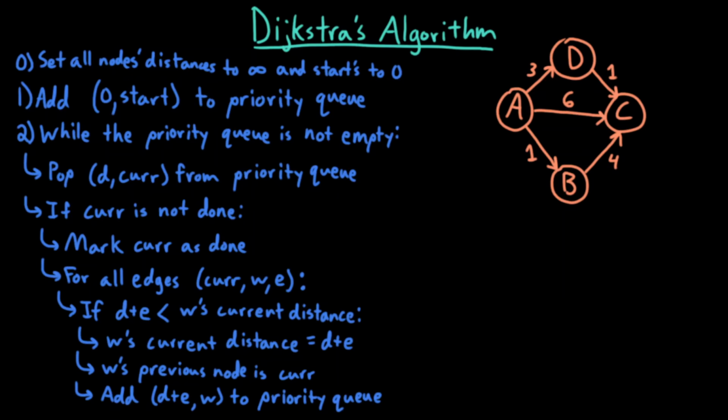The two fundamental algorithms for graph traversal were depth first search, or DFS, and breadth first search, or BFS. And we saw that with breadth first search, we could find the shortest path from a starting node to all other nodes in an unweighted graph. But what if we have a weighted graph?